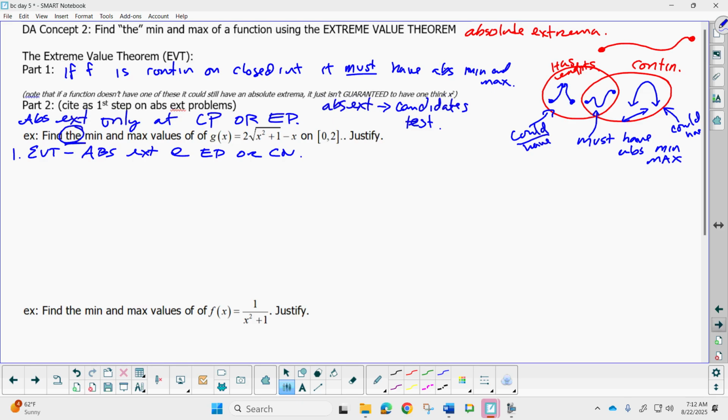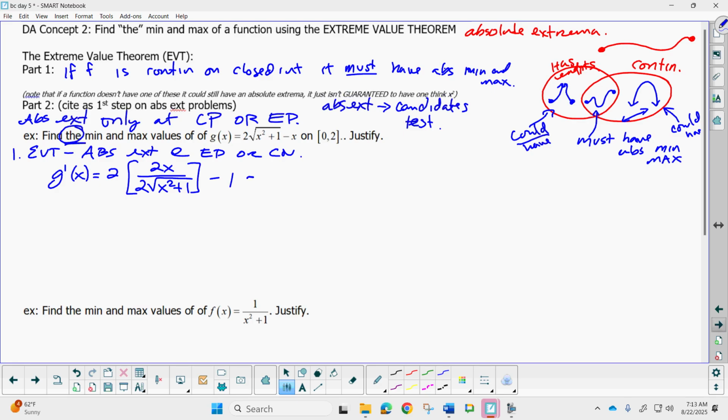as I find the critical numbers. G prime. By chain rule, hopefully your technique skills are good. So when I have the derivative of x squared plus 1 to the half, I'll take the half down. It becomes x squared plus 1 to the negative 1/2. But then by chain rule, the derivative of the inside, the derivative of x squared plus 1, is 2x. Then minus x's derivative is minus 1.